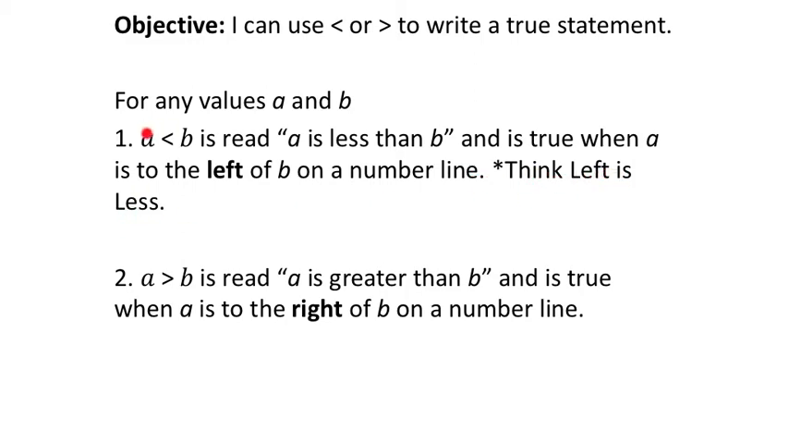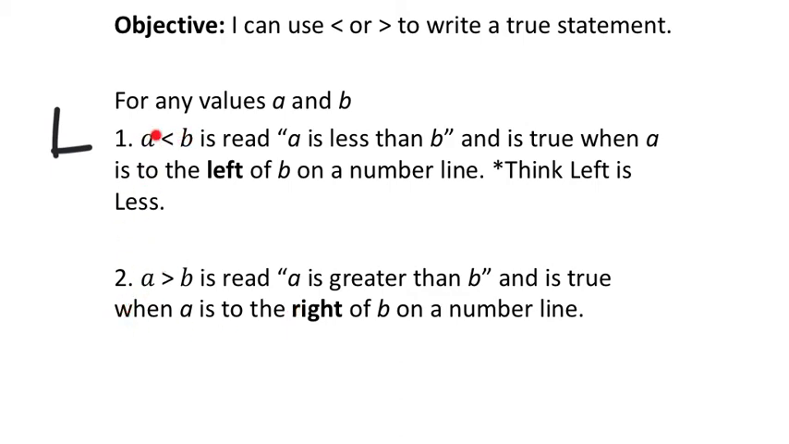Okay, and I've already talked about how the less than symbol kind of corresponds with an L, so you could think of that L for less than. Whereas on the second one, A is greater than B, and it's true when A is to the right of B on the number line. So this is only dealing with A.